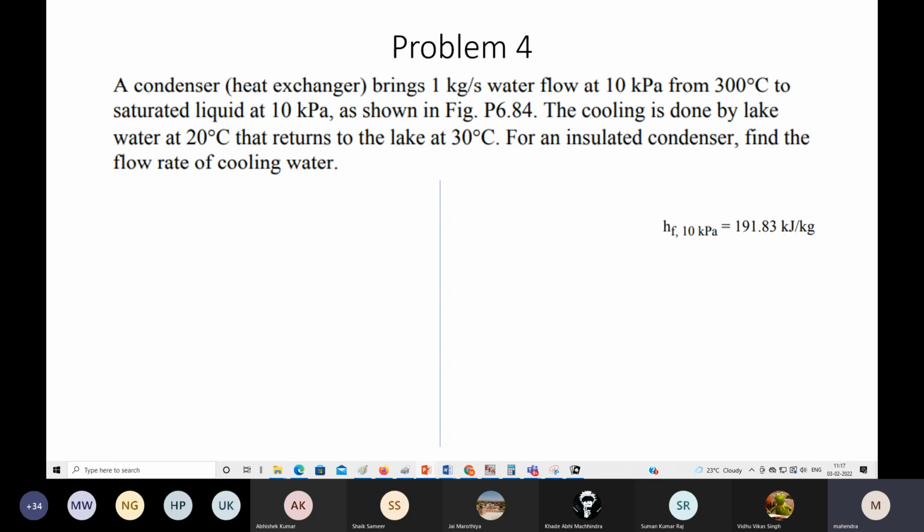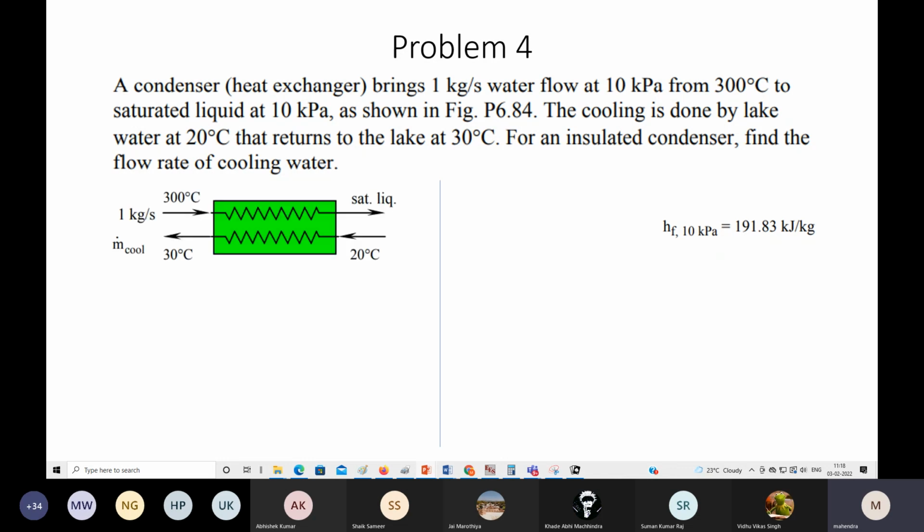Problem number 4 is about a heat exchanger. What terms would be ignored, what terms should be considered? These are all the things we have seen in different components. Here also, please form the energy equation for this heat exchanger. This is your heat exchanger here. If you tell me what terms are ignored and what terms we are considering, I would be happy. I am waiting for your response.